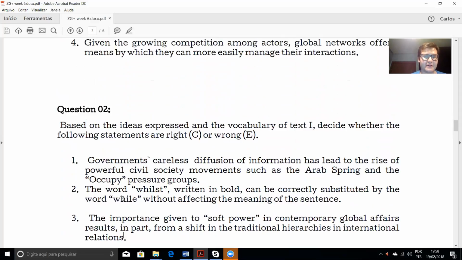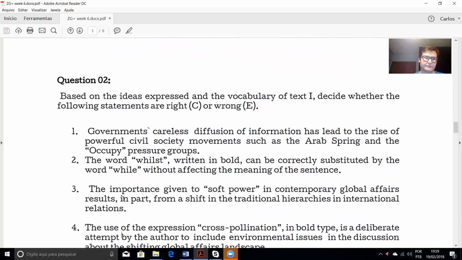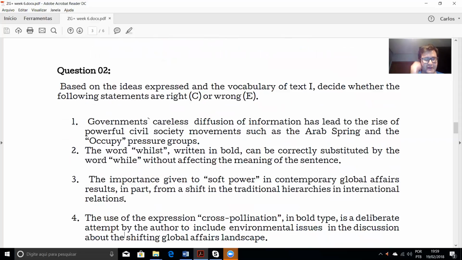Based on the ideas expressed in the vocabulary of text 1, decide whether the following statements are right or wrong. So here they're asking slightly different questions. They're going to have intermixed a grammar question and a vocab question, and also questions about the ideas, which they were asking before anyway, so that doesn't change at all. Okay. So here we go. Number one is also now a reading interpretation question. And here, number one, let's read it.